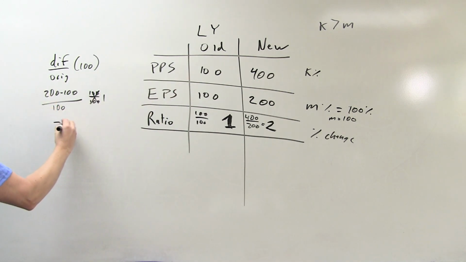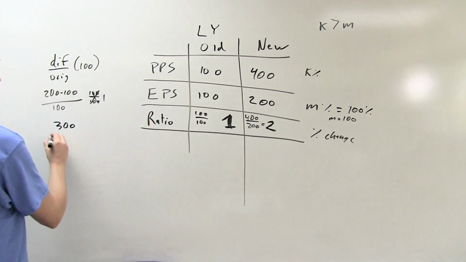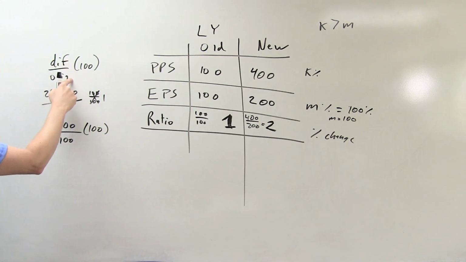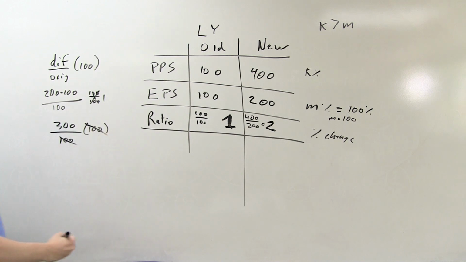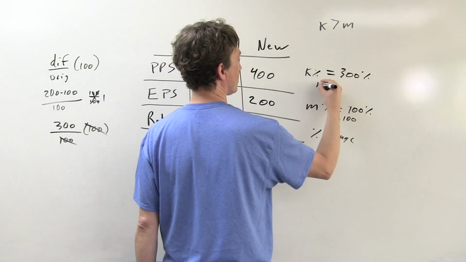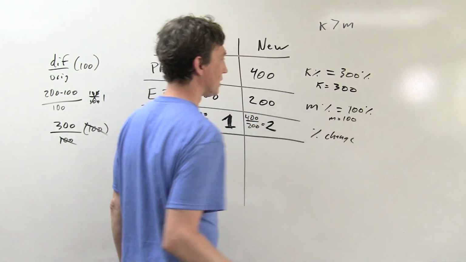400 minus 100 gets us 300, all over 100. And then we multiply that by 100. So difference over original times 100, well, the hundreds cancel. That means K% is going to be a 300% increase, or in other words, K just equals 300.